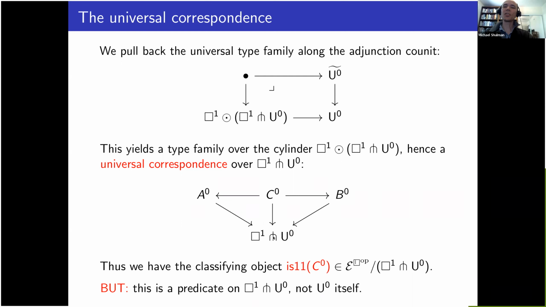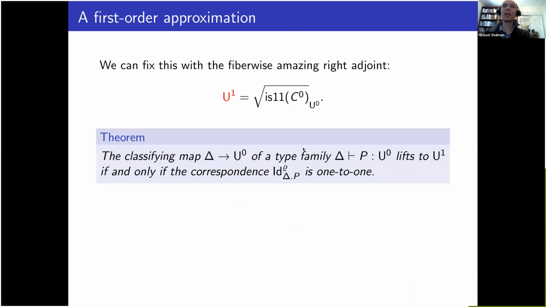So I'd like to get that now to live over U0, and we do that with this fiber-wise amazing right adjoint that I mentioned before. So remember, this fiber-wise square root takes something that lives over a path space and maps it to something that lives over the original object. We did this square root and pull back along the unit of the square root adjunction.